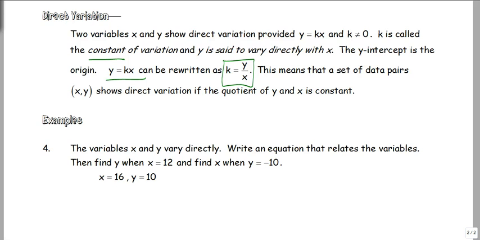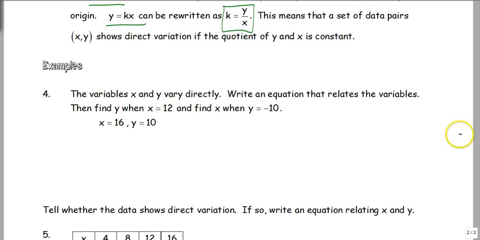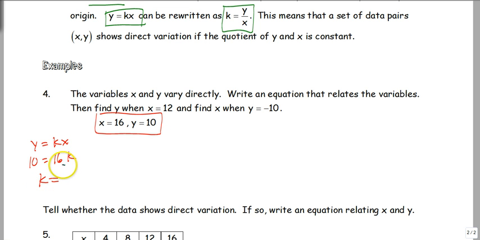Okay, so let's find out an equation using the following data here. The variables x and y vary directly. Write an equation that relates the variables, then find y when x is 12 and find x when y is negative 10. Okay, so first off, I have these two values. I know that y equals kx because it's varying directly. I know what y and x are. 10 is equal to 16k. So k, if these vary directly, is 10/16 or 5/8.